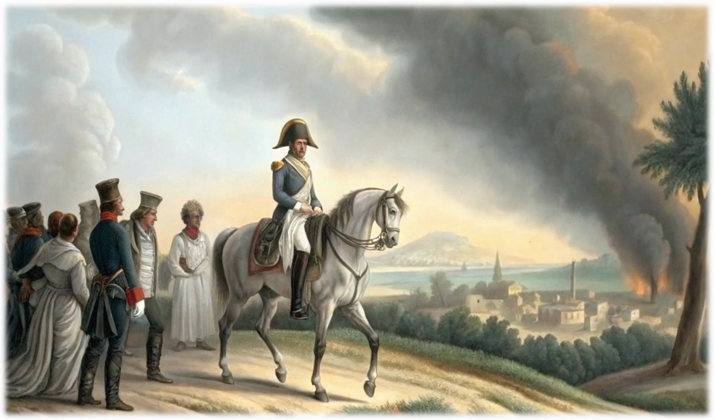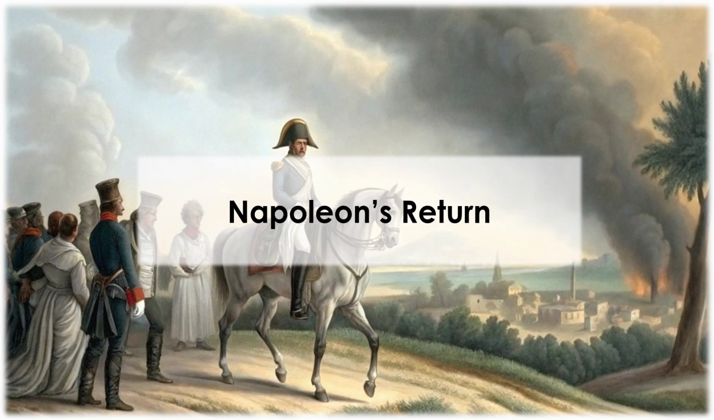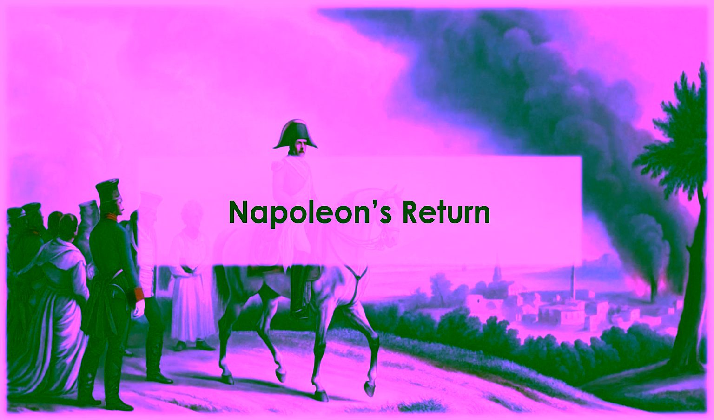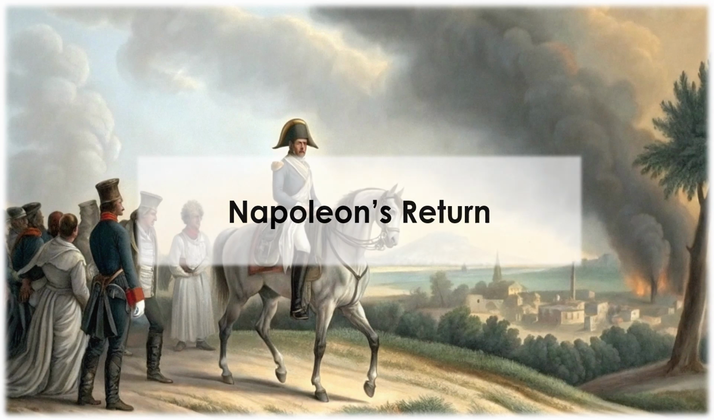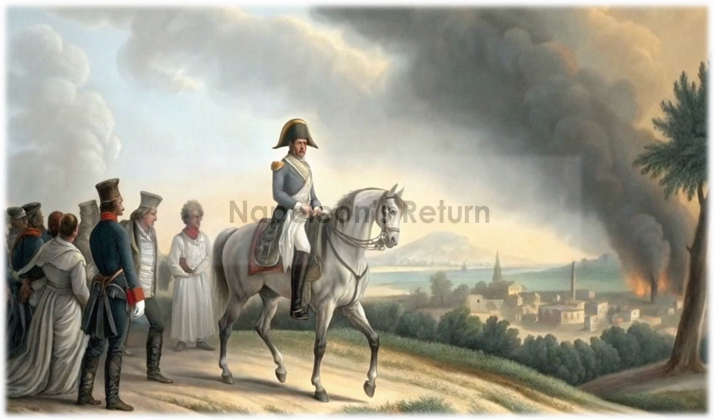In 1815, Napoleon escaped from Elba and returned to France. Many soldiers and citizens supported him again. He took power for 100 days. It was a last attempt to save his empire.